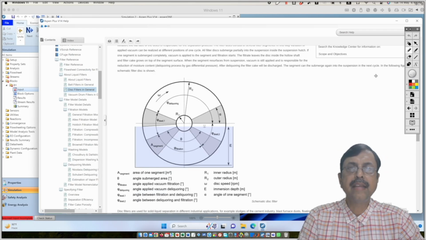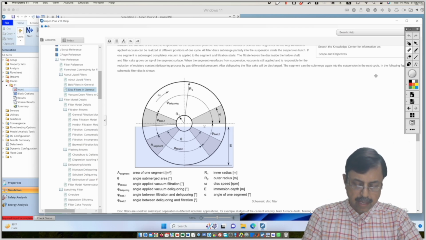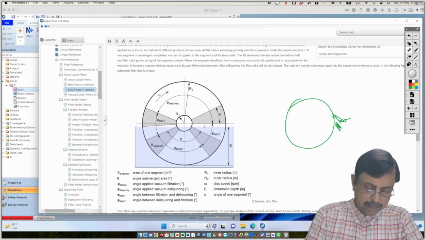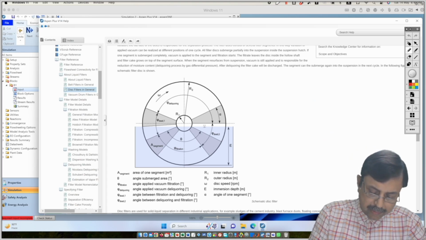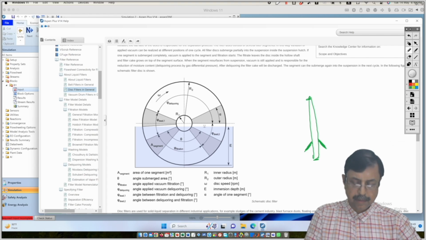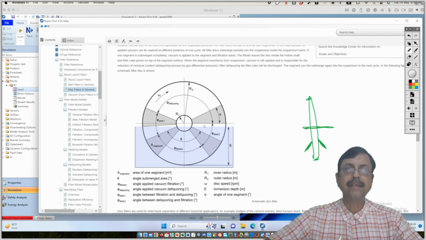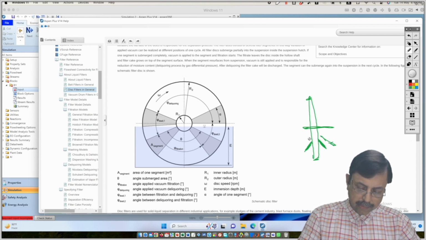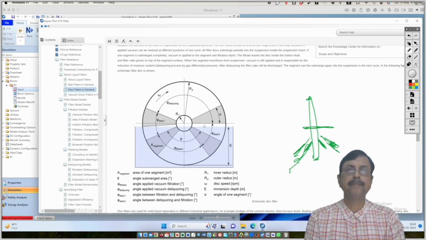And one more difference that we observe over here is about the scraping, how the scraping occurs. In the drum filter, we had the scraper over here, but in the disc type filter, suppose this is the side view of the disc, it looks like this. Okay, so the scraper will be somewhere here. At both the sides, the scraper will be there. So this is the axis. As the disc rotates, the scraper will scrape and the solid will fall over here. Okay, so there will be a solid collector over here.